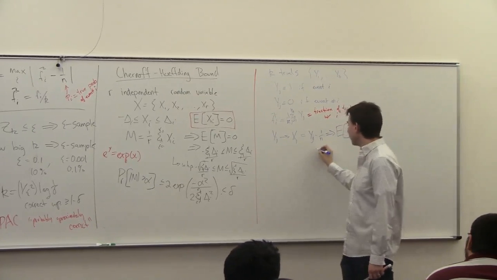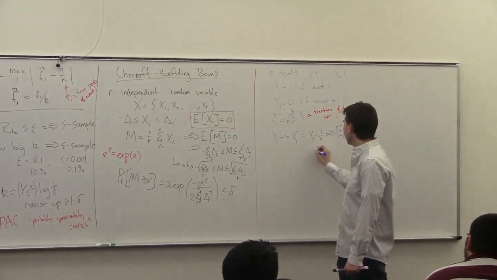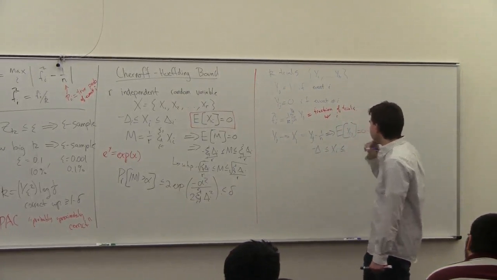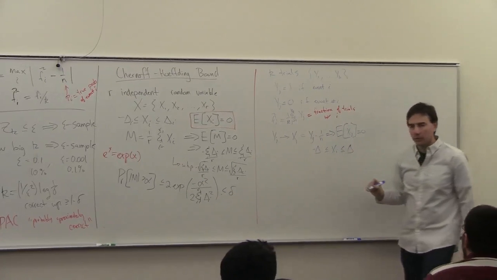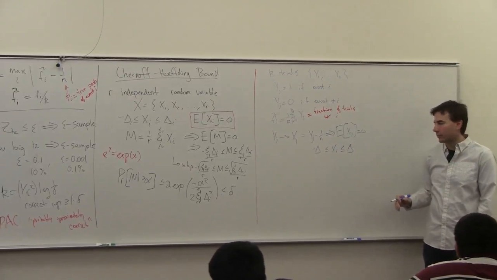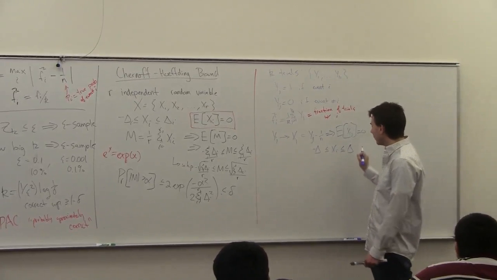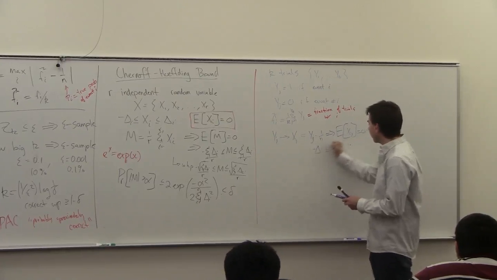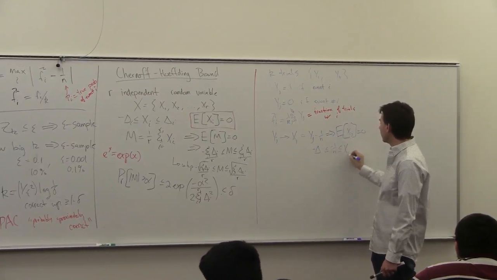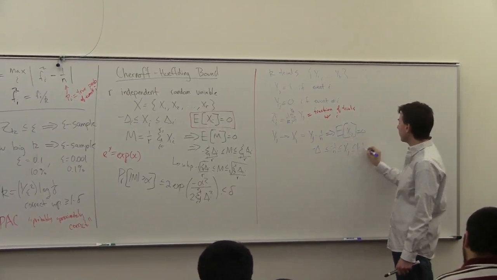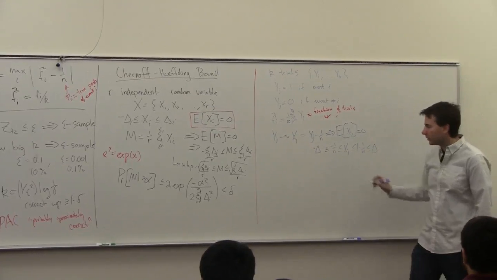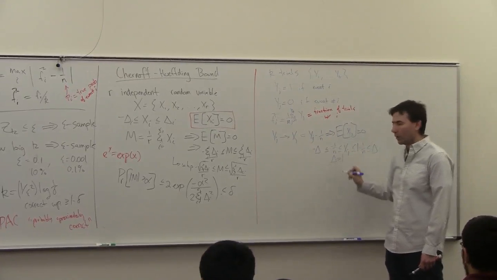I also have that negative delta is less than or equal to x_j is less than or equal to delta. And what values can I set for delta? Actually, what I can say is that minus 1 over n is less than x_j is less than or equal to 1 minus 1 over n, which is less than or equal to delta. I can say this and set delta equal to 1.